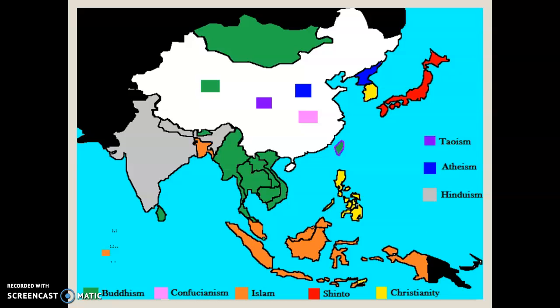And then look at China, how it's multiple. On the west side, it's Buddhism in Tibet. Officially, it's atheist, which is the blue, but they also practice the philosophies of Confucianism, pink, and Taoism, which is purple. Thailand is green because they practice Buddhism and Taoism, so they're both colors.